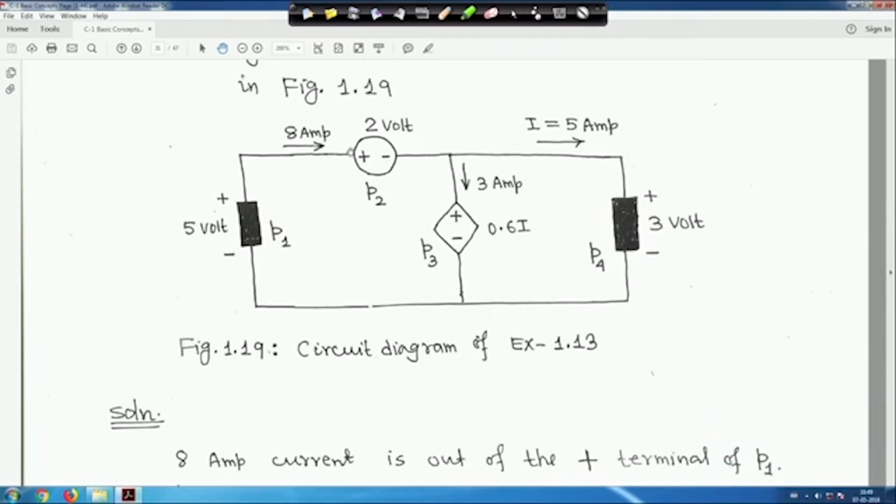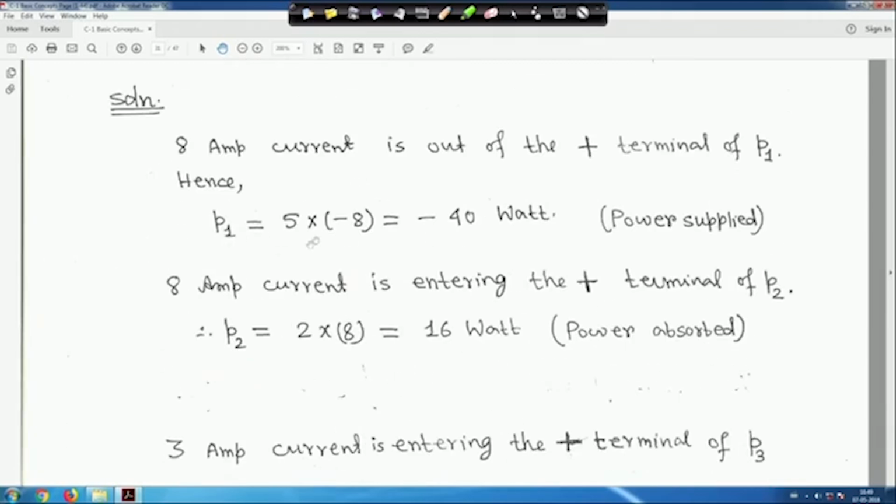Now, this 8 ampere current is entering the positive terminal. Whenever current enters the positive terminal, the source is absorbing power. In this case it is 2 volt and 8 ampere. So P2 will be 8 into 2, 16 watt, that is power absorbed.